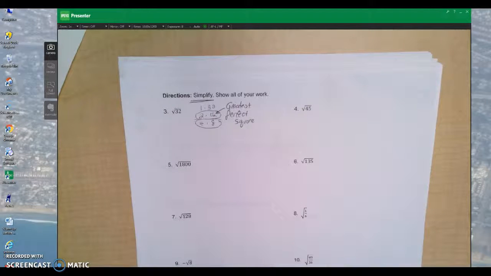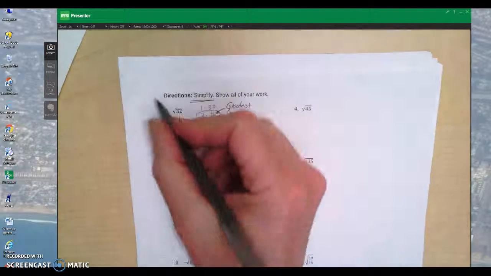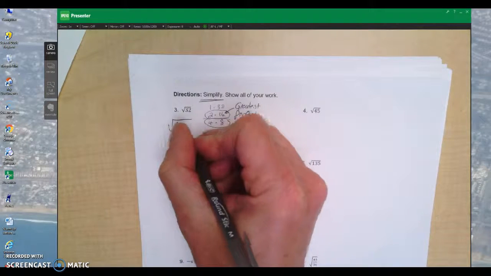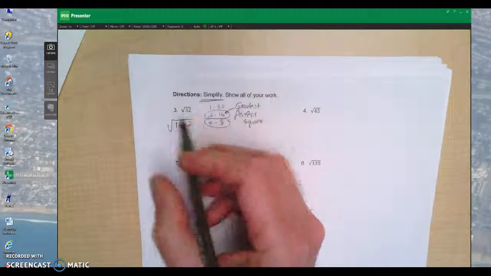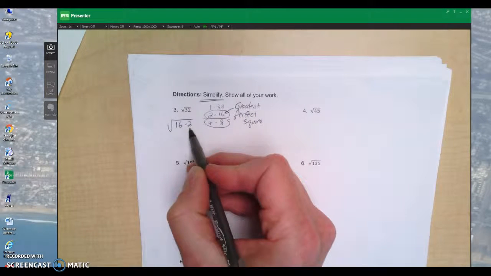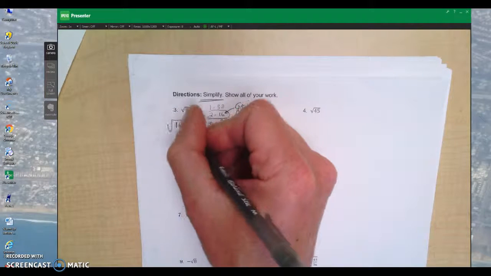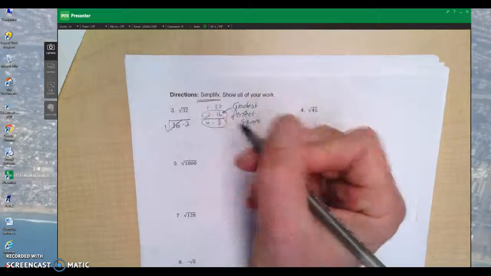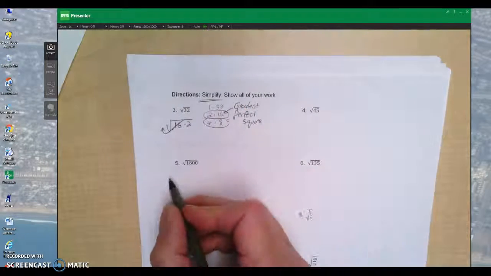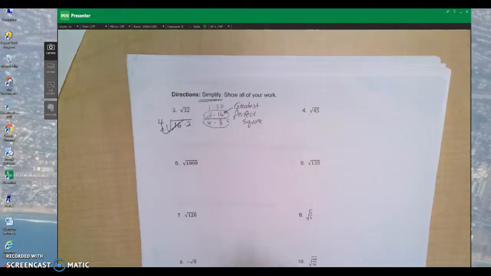So now all you have to do, it's very simple, is you take this 32 and you split it into these two factors, 16 times 2, because that equals 32. Now watch how easy this is. Which one of these two factors is a perfect square? Well, obviously 16. What's the square root of 16? You take out the square root of 16 and you put it on the outside of the square root sign.